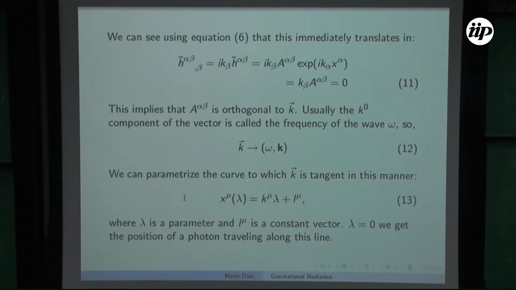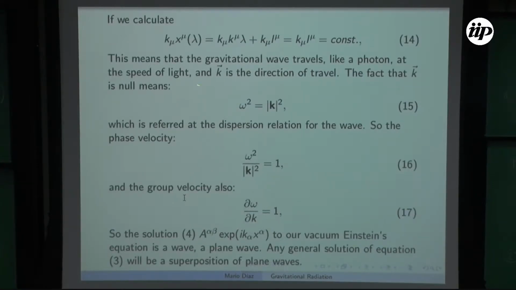And we can parameterize the curve to which this K is tangent in this manner. Lambda is a parameter, L mu is a constant vector, so we can write it in terms of the parameter. And lambda essentially is going to get us the position of a photon traveling along this line. If we calculate K mu x mu, then we can write it this way in terms of the first term and the second term that we used before. And we're going to get the K mu, L mu, because this term is 0, because it's a 0 length, it's going to be constant.